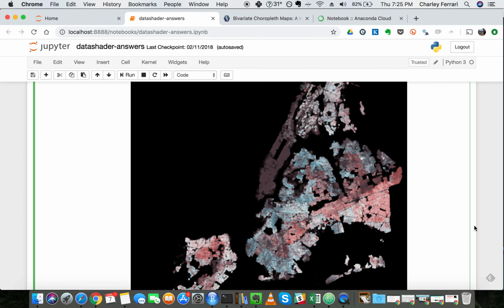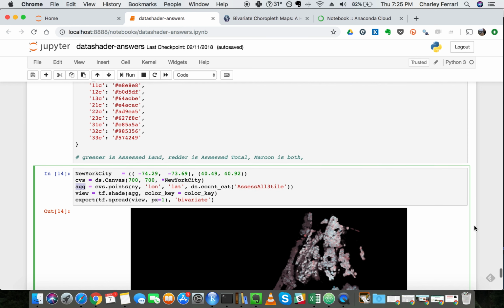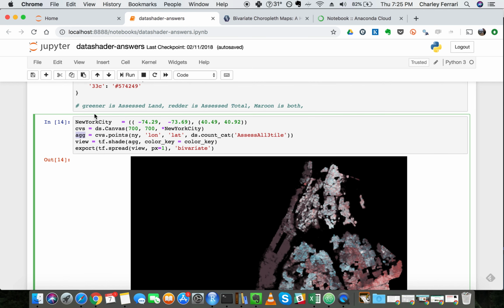And then trying to get a feel for what we're looking at here, as expected. In the notes you have greener where assessed land is higher than assessed structure. Redder means assessed structure is greater than the assessed land relatively compared to the other. We're using percentiles, so we're doing this on a comparative basis. And maroon means both are high. More white means both are low.